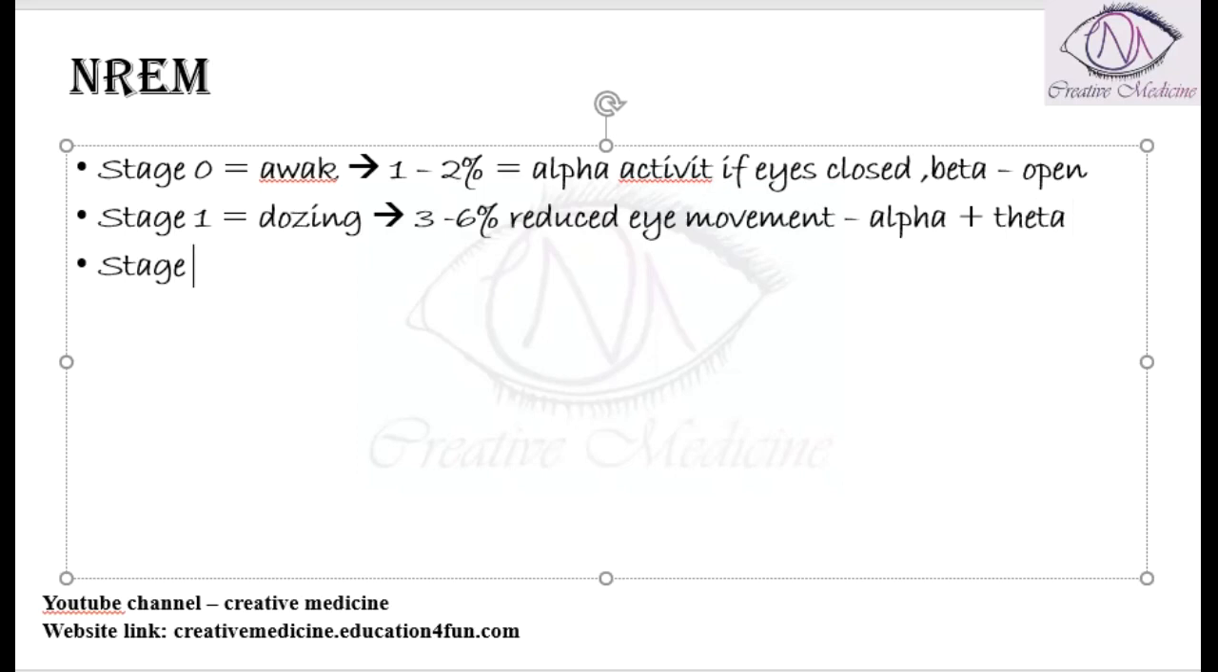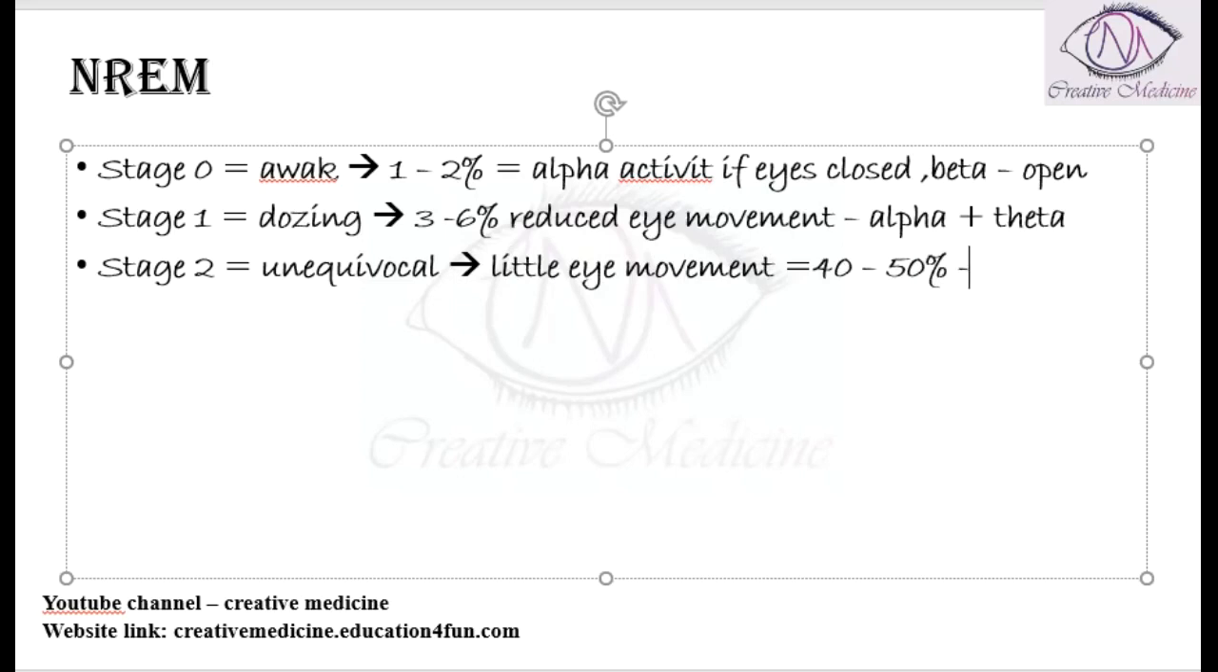Then we have stage 2. Stage 2 is called unequivocal sleep. In stage 2, there will be little eye movement seen, and so the patient is easily arousable in this stage. This stage 2 consists of around 40 to 50% of sleep. Here the patient will have theta waves along with some K complexes and spindles seen in stage 2.